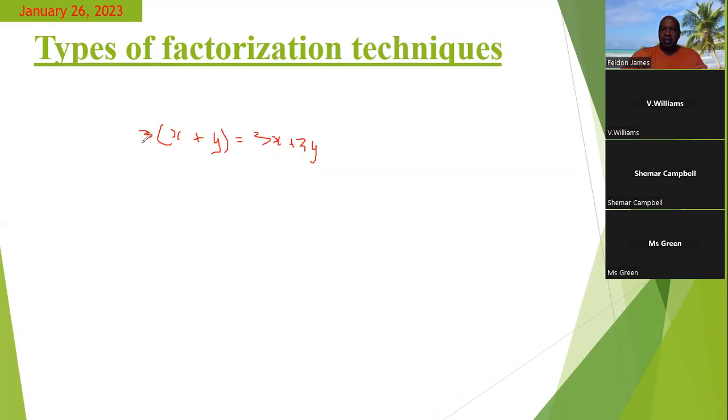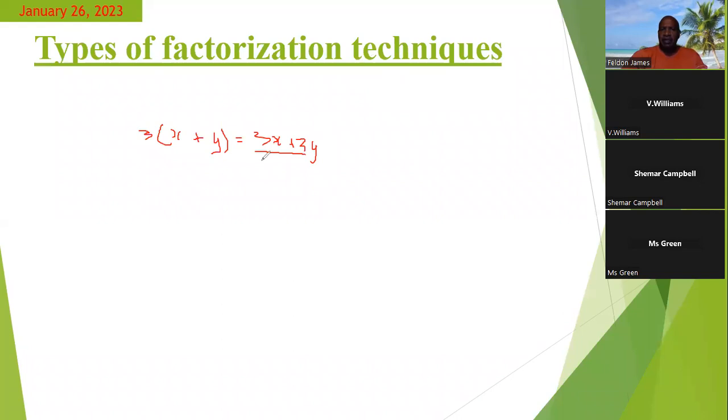Now, if you remove the brackets, you get an expression. So what you're saying now, if you reverse this process, given an expression, can we get back brackets or can we get back factors? Yes. So we can get back the factors by starting with the expression.